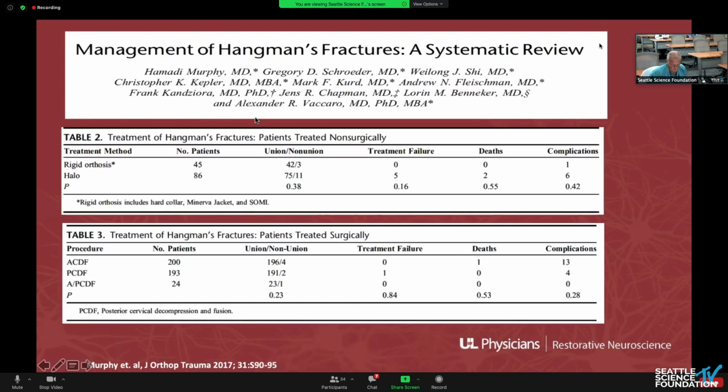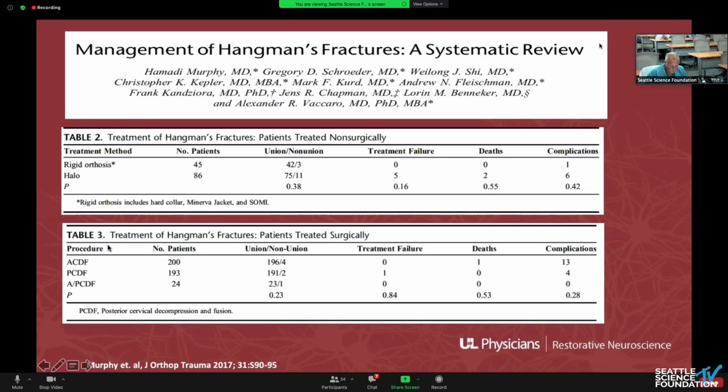This is a paper published by Dr. Vaccaro's group. It's an excellent systematic review. When you look at table 2, it shows there was no difference between a rigid collar and a halo. In fact, if you look at the treatment failures, 5 of the 86 in the halo failed, as opposed to 0 in the collar. So this paper would tend to support the use of a hard collar instead of a halo in patients where both have equal equipoise, as perhaps a rigid collar would do just as well.